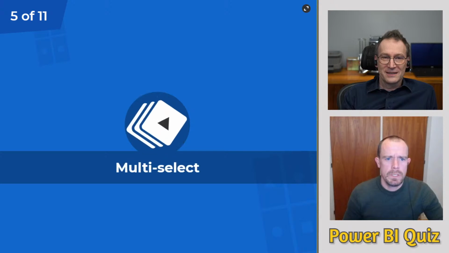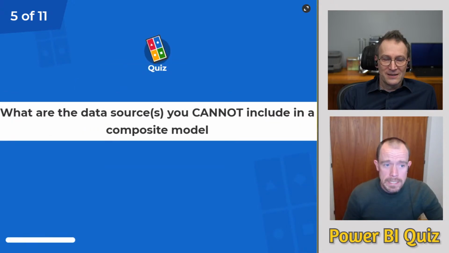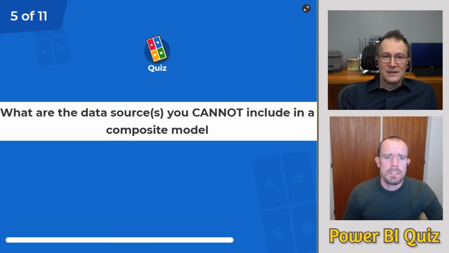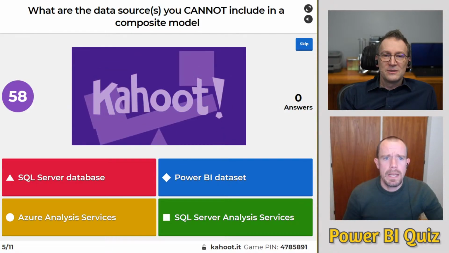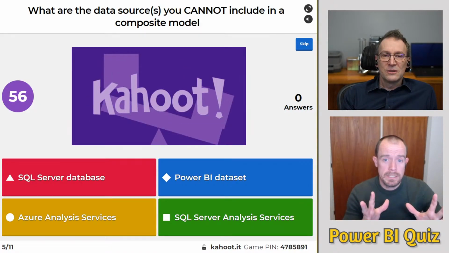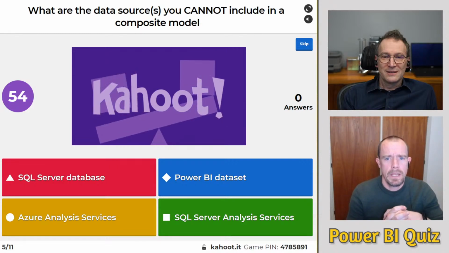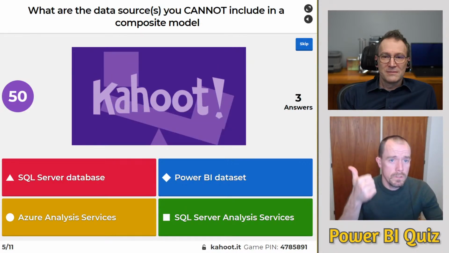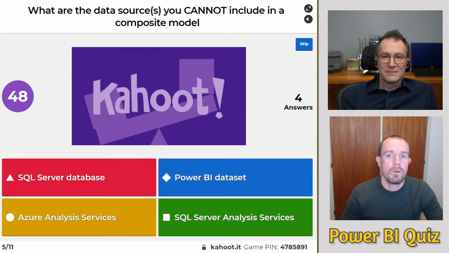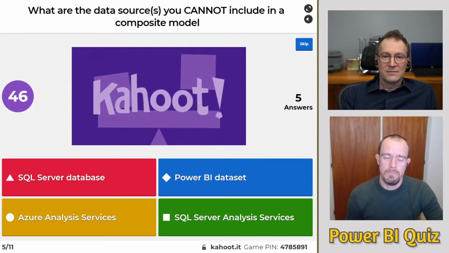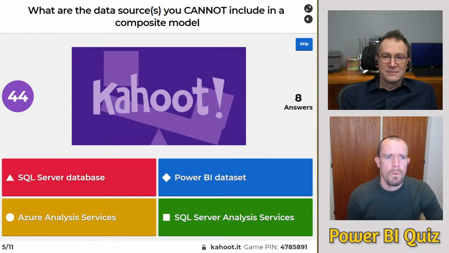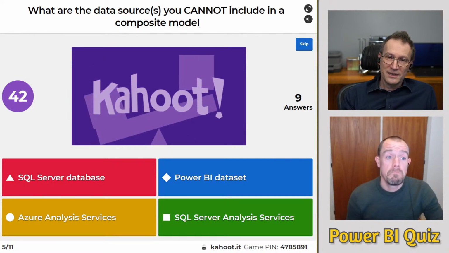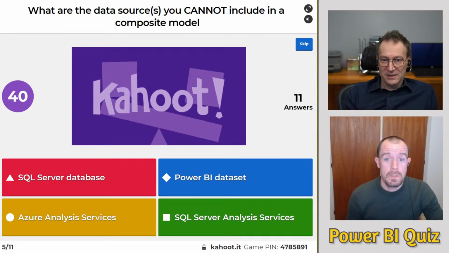This is a quiz with multi-select. So what are the data sources you cannot include in a composite model? You have 60 seconds for this one, so read them carefully. And with a multi-select, you can have 1, 2, 3, or all 4 of them correct. If you don't know, they are following advice. You see, answers are coming in slower.